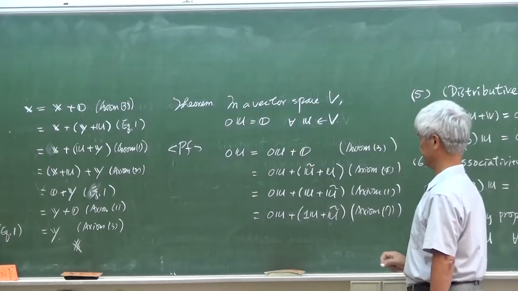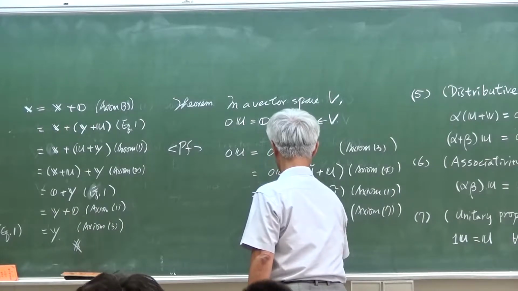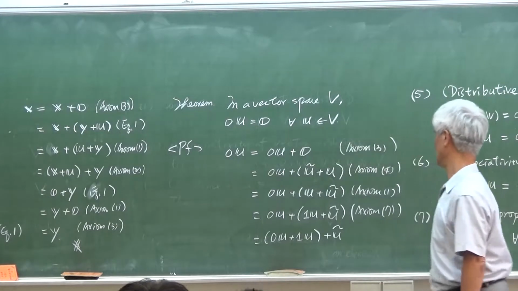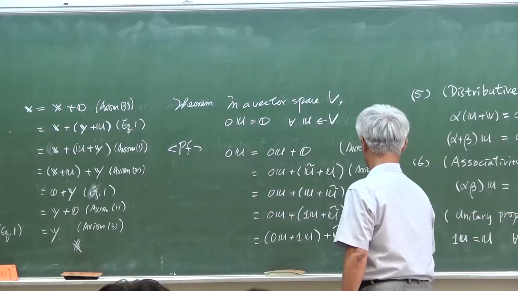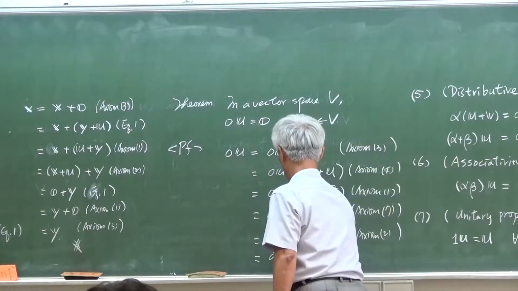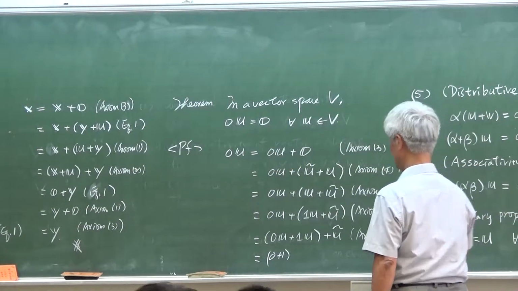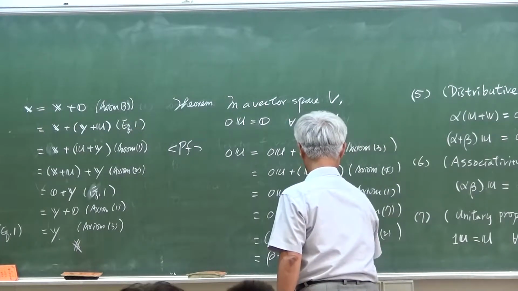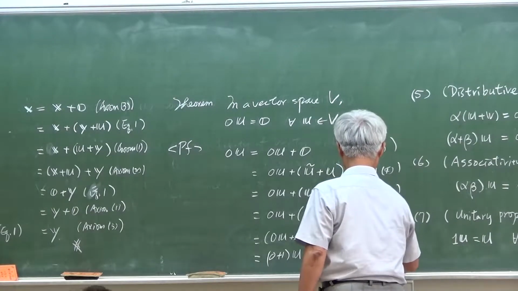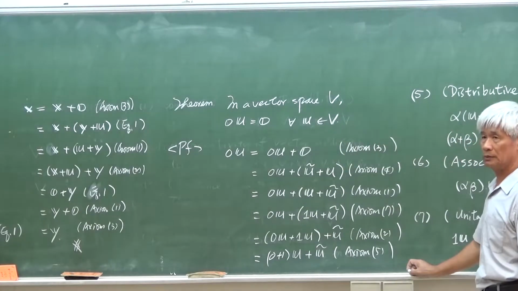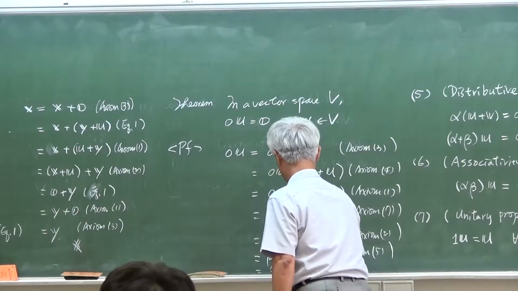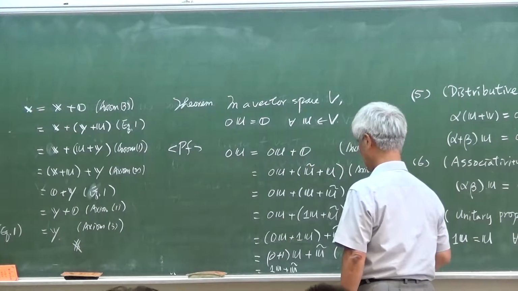Okay. And so now 0u plus 1u plus 2. Okay, so this is associativity, axiom 2. Now 0 plus 1, so we use the distributive law, so this is u. So this is axiom 5. And this is 1u plus u. Okay?